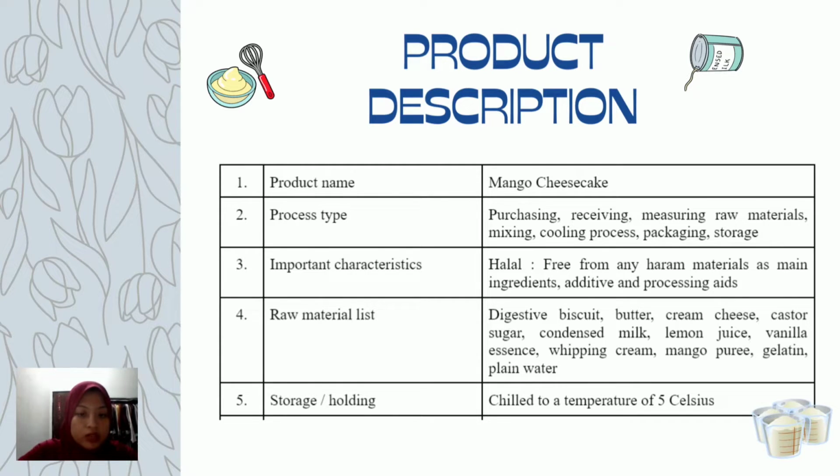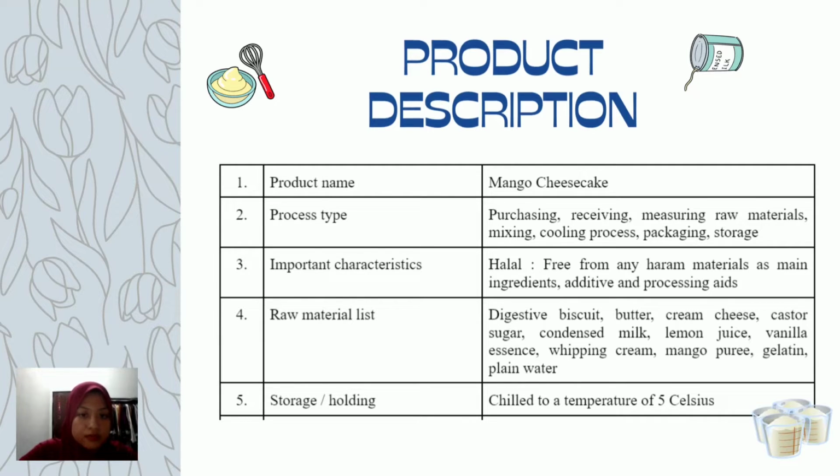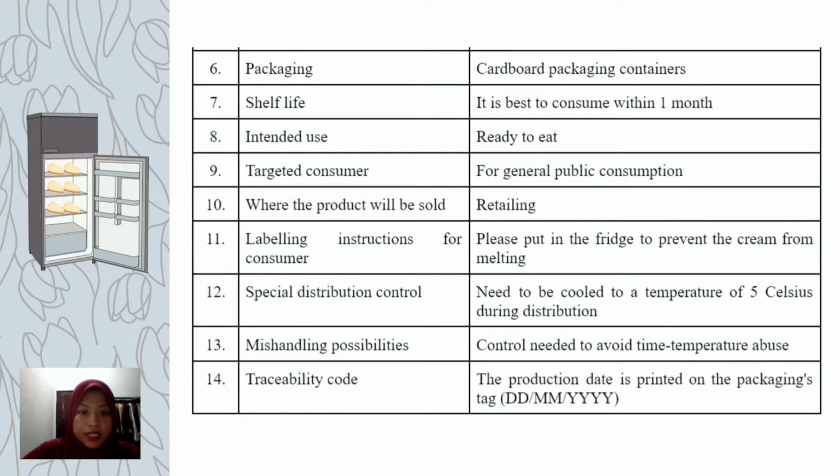Number 5, the storage or holding needs to be chilled to a temperature of 5 degrees Celsius. Number 6, the packaging that will be used is cardboard packaging containers, and the shelf life is best to consume within 1 month after production. Intended use is ready to eat and the target customer is the general public. The product will be sold at retail.